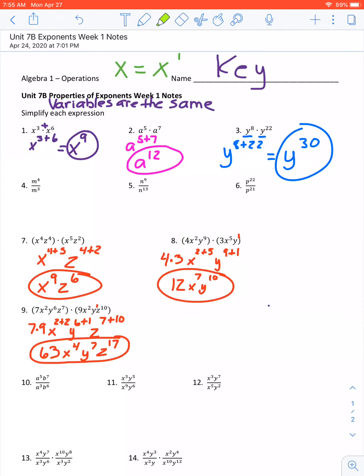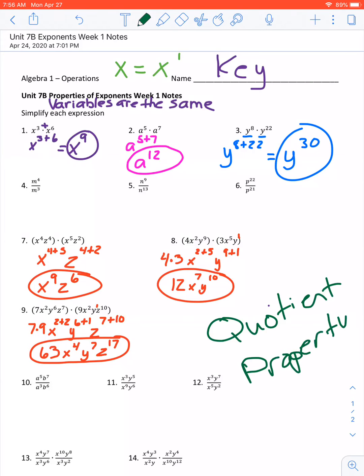So today what we're going to do is talk about division. What happens when you have the same variable on top and bottom? This is called quotient property. So what we're doing today is going to be called quotient property. Okay? If you need to look that up or see anything, it's in the notes that I have posted. That's what we're focusing on today. We're going to do problems like number 4, 5, and 6 today. We'll get to problems like 10 through 14 the next day.